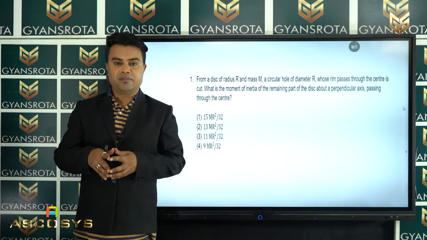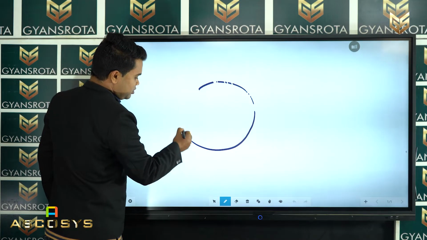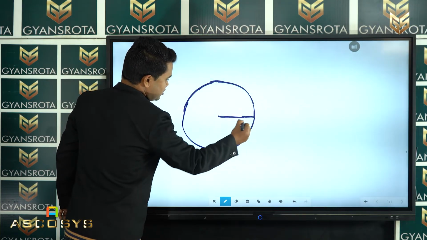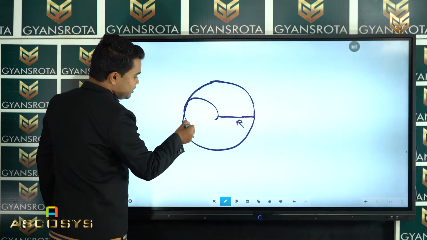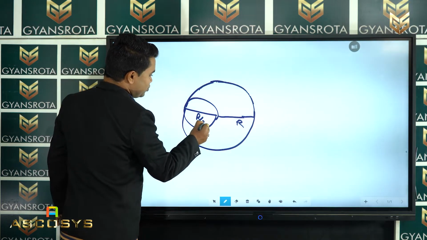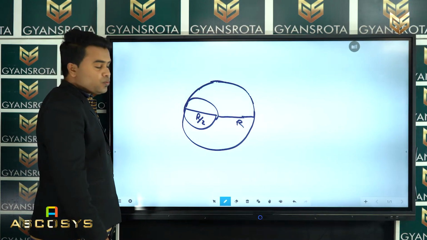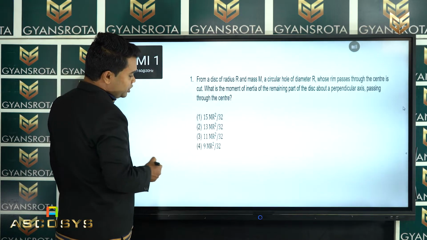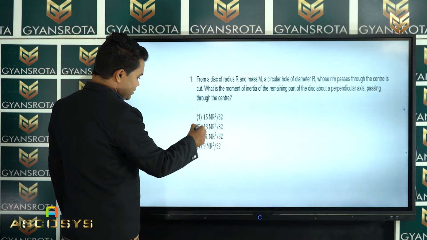Let me show you the diagram of this one. First I have a circle of radius r, and then I have taken another circle whose diameter, from here to here, is r by 2. You have to calculate the moment of inertia of the remaining portion of the circle. If you solve, the answer comes out to be option number 2, 13 mr square by 32. So try to solve this one and find its answer. This is the correct answer.